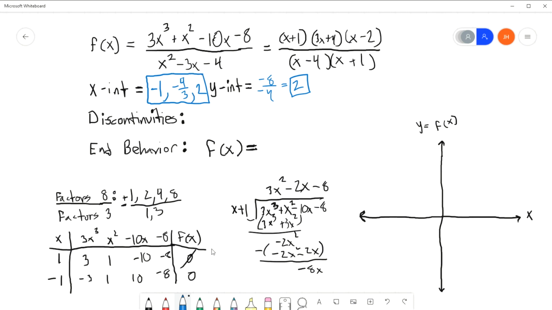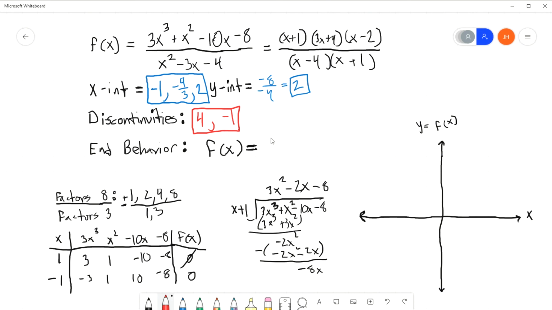All right, let's talk discontinuity. Discontinuity is when the denominator equals 0, right? So that'd be at 4 and negative 1. And we'll talk more about what's going on with that. The fact that there's a negative 1 discontinuity and an x-intercept at negative 1. The fact that these guys cancel out. We'll talk more about that in a sec.